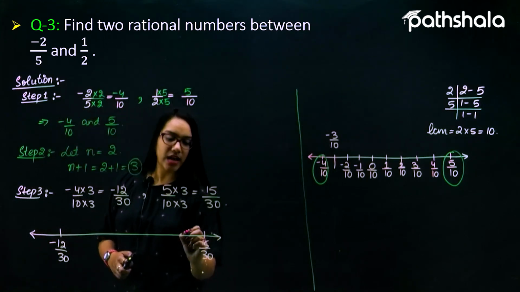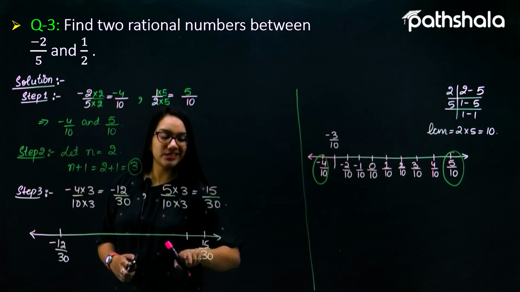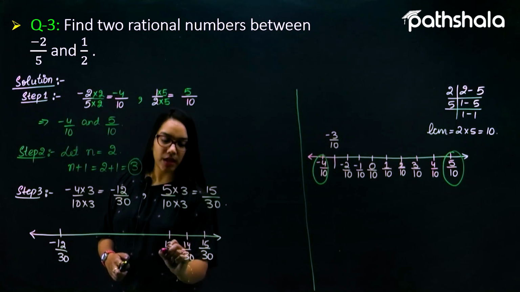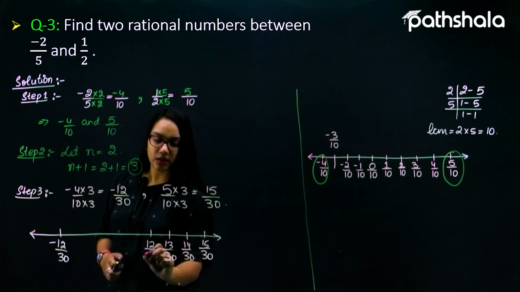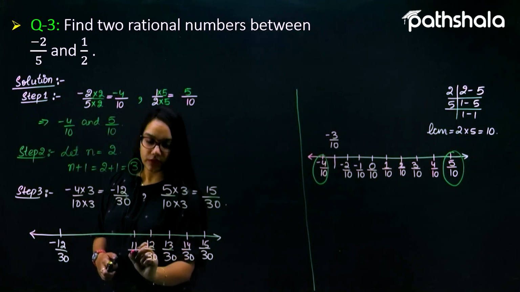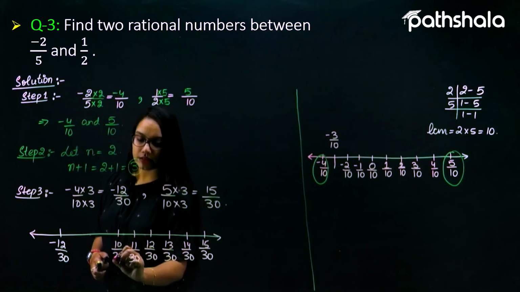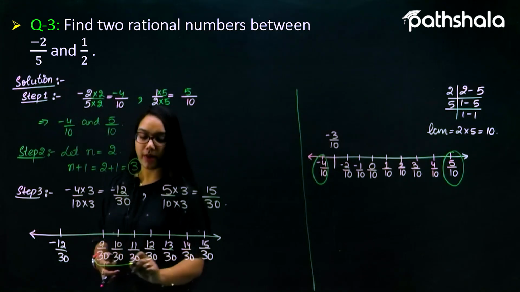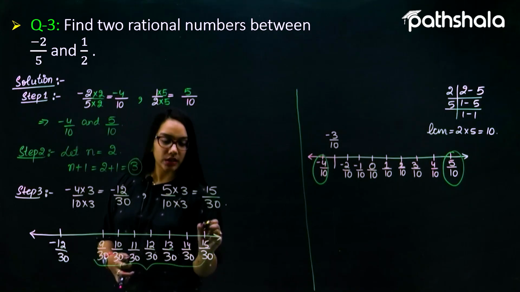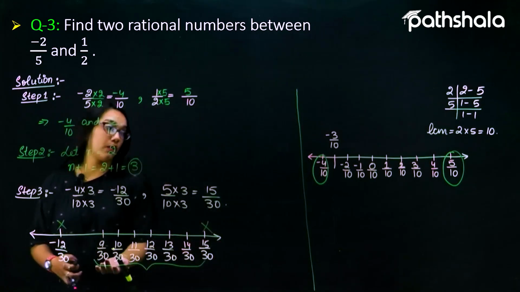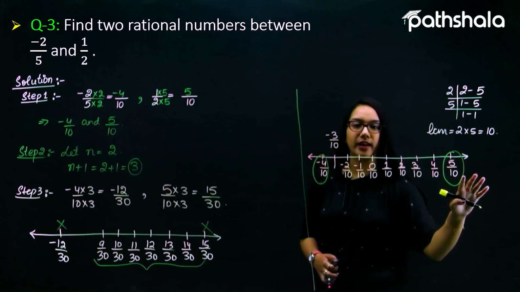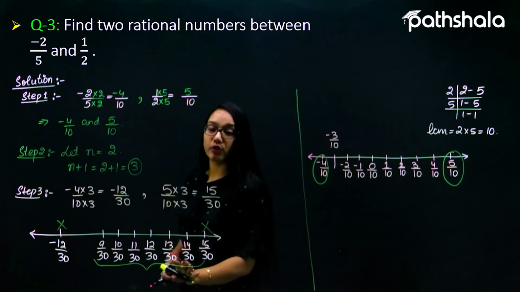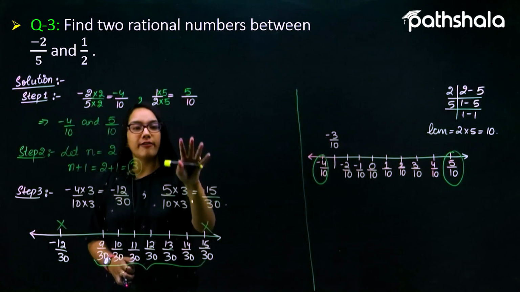We know that a number lesser than 15/30 is 14/30, then 13/30, 12/30, 11/30, 10/30, 9/30, and so on. All these rational numbers are my answer. Either these rational numbers or those are my answer. Both of them are correct. Either by plotting or with the help of this step system, you can find the rational numbers.